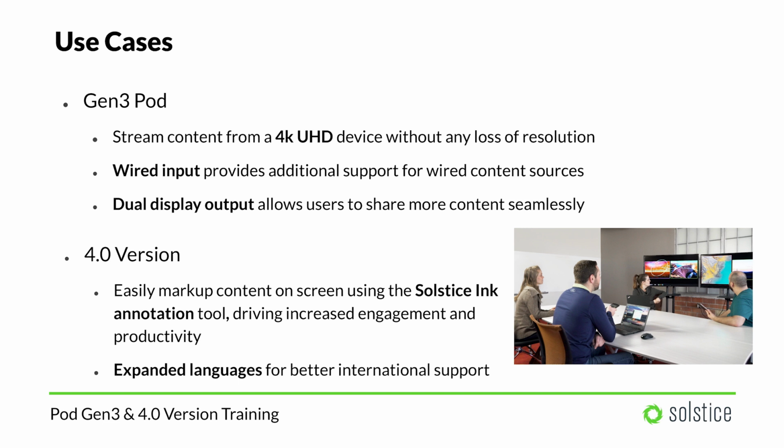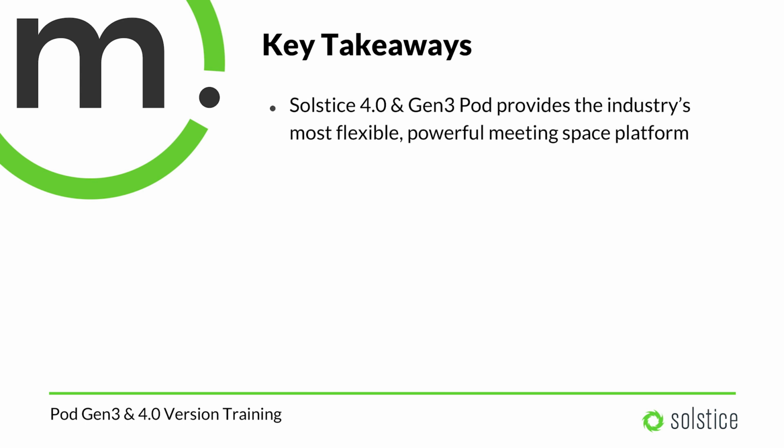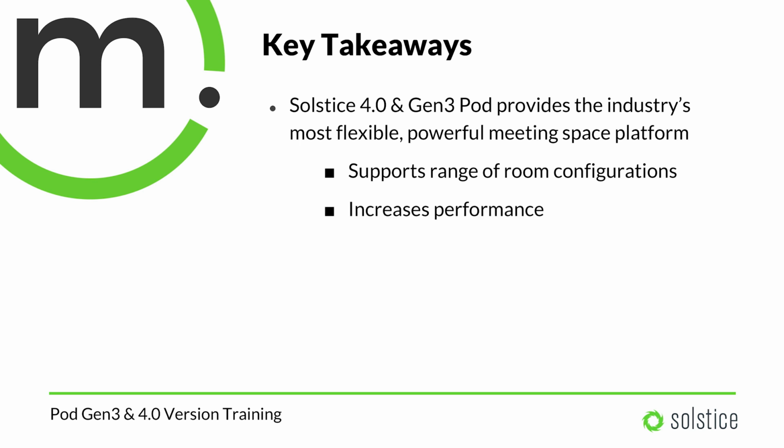There is also expanded language support for better international support. Mersive is taking meeting collaboration and productivity to new heights. Solstice 4.0, combined with the Gen 3 pod hardware, provides the industry's most flexible, powerful meeting space platform, capable of supporting a broad range of room configurations and increased performance.